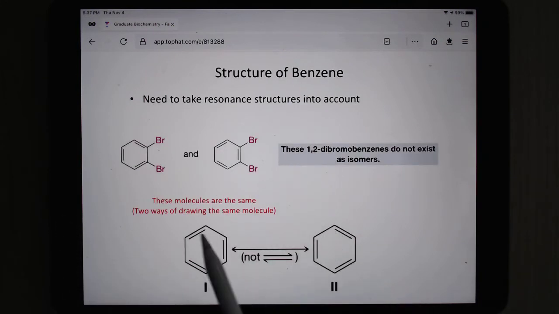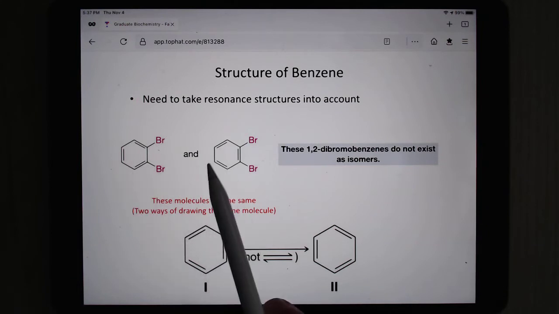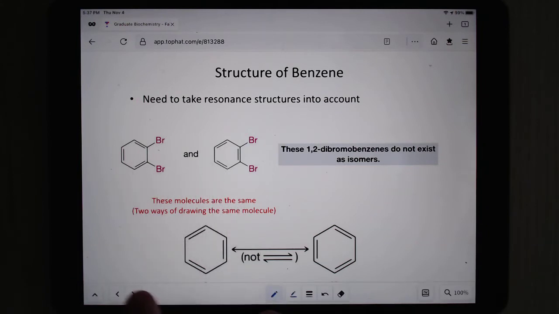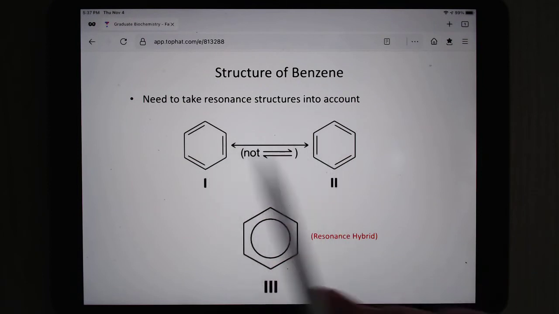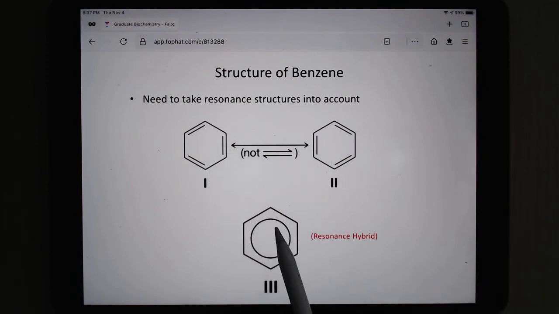Now, just as a reminder, these are just different resonance structures of the same molecule. It's technically not bouncing between this configuration and this configuration, so these are not different molecules. What we should really think about is this resonance hybrid, where these electrons are smeared all the way around the ring, and so essentially every bond here is a 1.5 carbon-carbon bond. This is hard to visualize when we're talking about reactions, so we're going to be using these configurations of it, but in reality it's this.